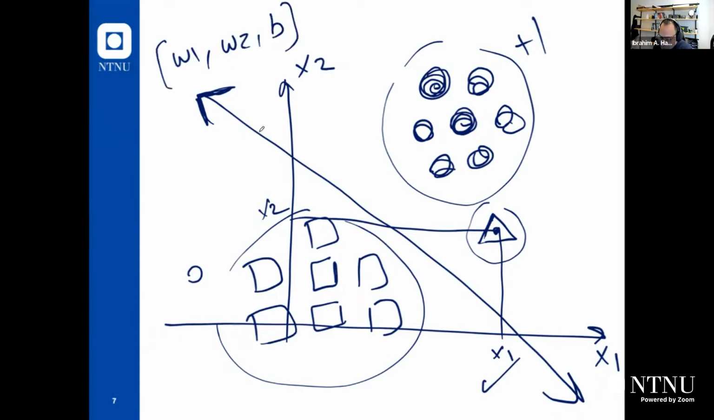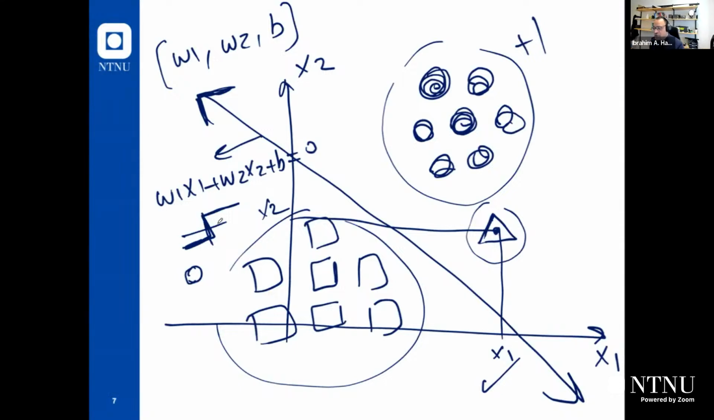Because this line has an equation. This equation will be omega 1 x1 plus omega 2 x2 plus b equals 0. So all points which are located on the line will generate 0, right? And all data points above the line will generate +1. All data points below the line will generate a negative value. So the output from this equation, we will send it to my activation function. And my activation function will classify it into a number, +1, -1, or +1 and 0.